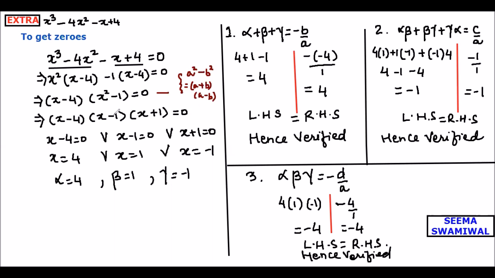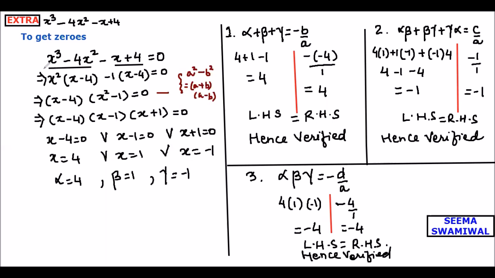Now there are three factors, and out of these three factors, one of them must be equal to 0 to make the product equal to 0. So either this one is 0, or this one is 0, or this one is 0. If you put x minus 4 equal to 0, you will get x is equal to 4. That becomes the value of the first zero, that is alpha. And if you put x minus 1 equal to 0, it will become x is equal to 1. That is the value of the second zero, that is beta. And the third zero will be x is equal to minus 1, so we will call it gamma.